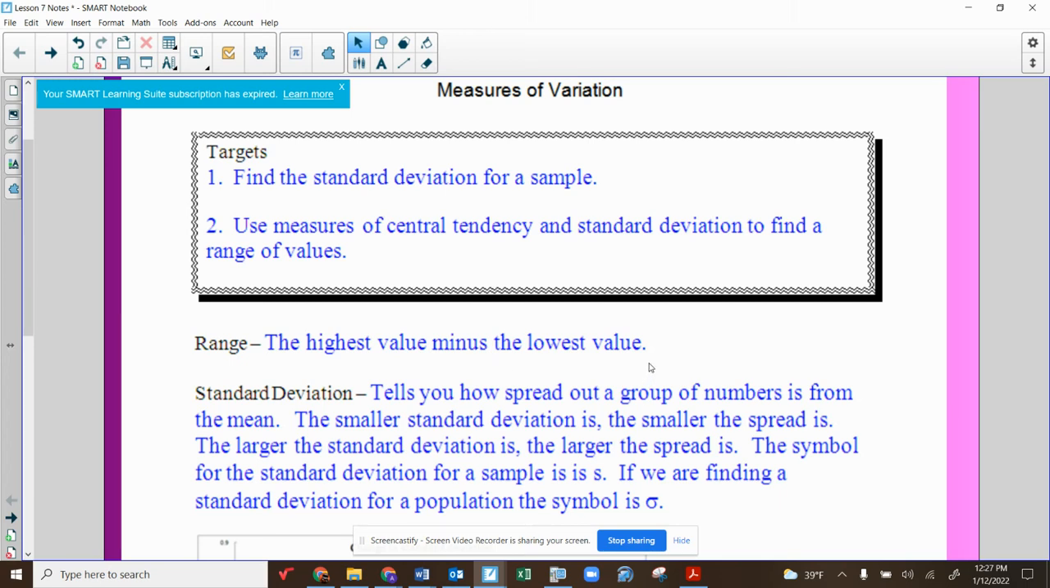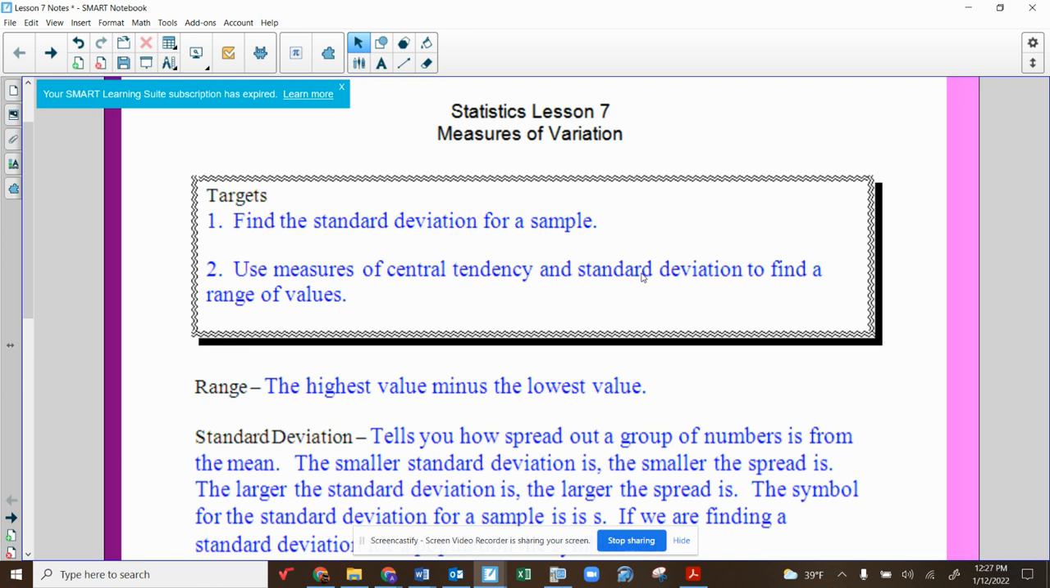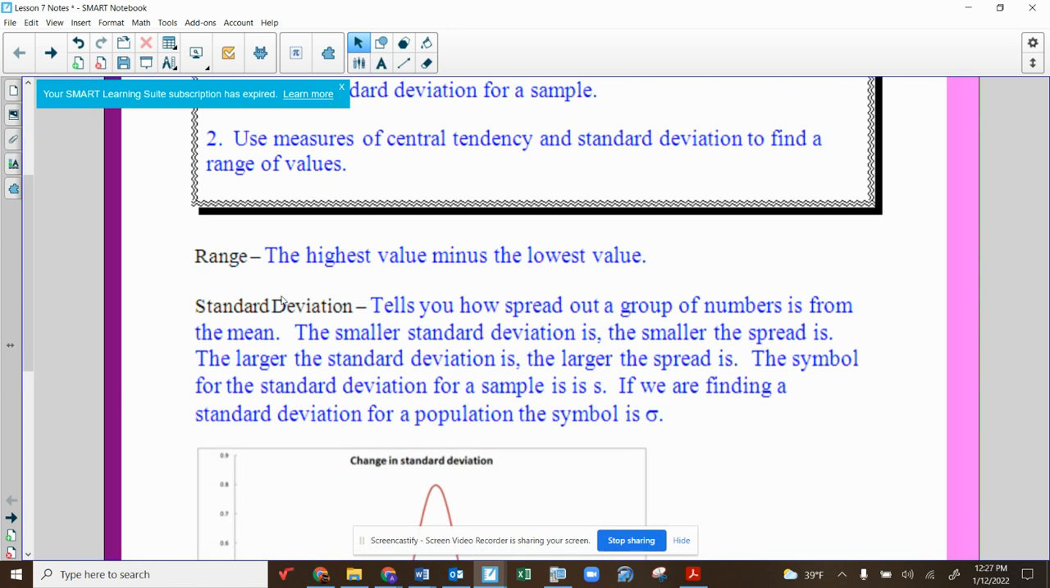All right, today we're going to do lesson 7 from unit 2. This is going to be measures of variation. So we're going to have two measures of variation. One of them is range and one of them is standard deviation. So all the range is taking the highest minus the lowest value.